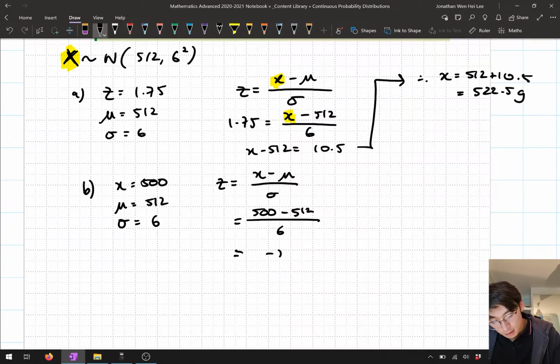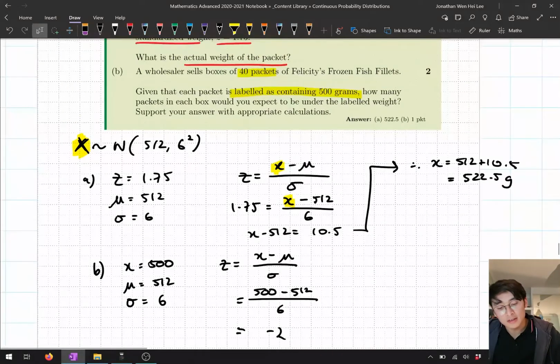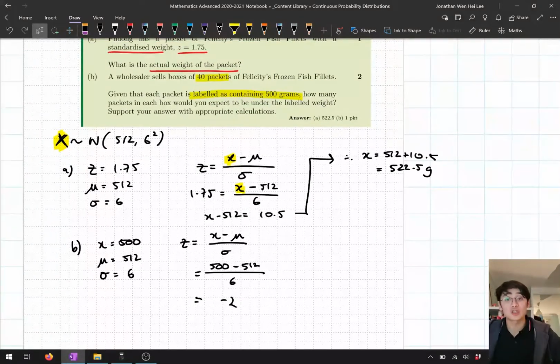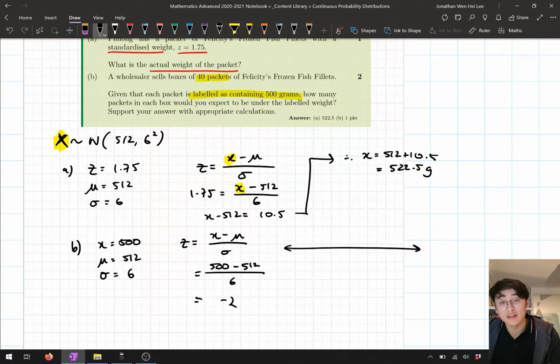So that's minus 2. What this tells me is that 500 grams is just 2 standard deviations away from the mean. So here, if I draw up my normal distribution, I've got 512 as my mean. And so here, this is 2 standard deviations away. 500 grams, 2 standard deviations away.